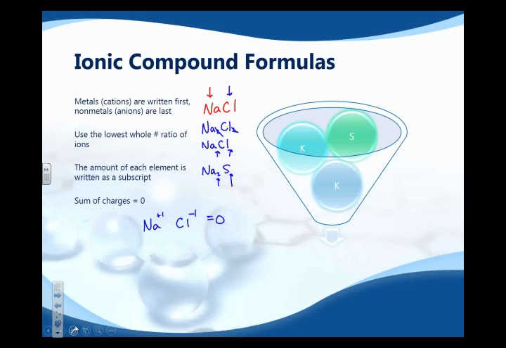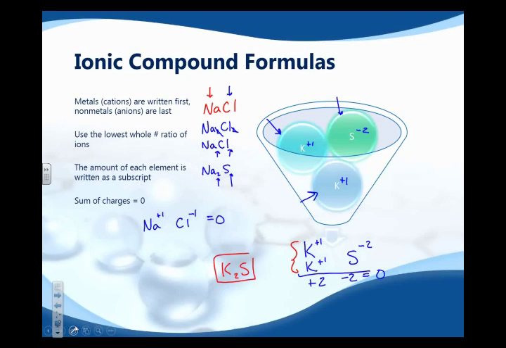Over here in my picture, I've got sulfur and some potassiums. If you check your periodic table, you'll see that potassium has a +1 charge and sulfur has a -2 charge. So when I combine those together into an ionic compound, I see that I need 2 potassiums to cancel out the -2 from the sulfur to make the whole thing add to 0. Since I have 2 potassiums in my algebra here, I have K2S as my formula.